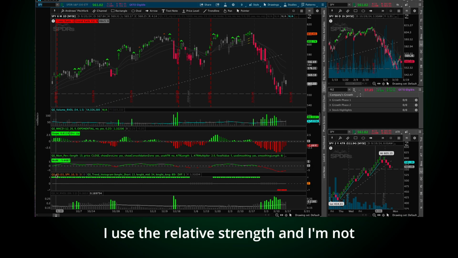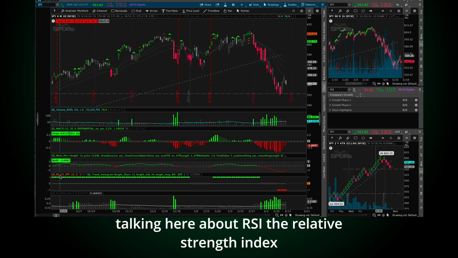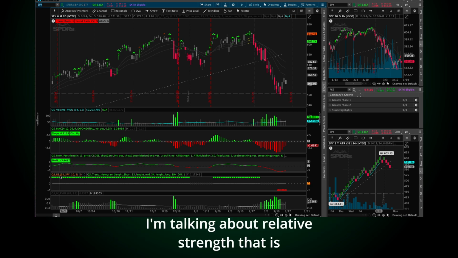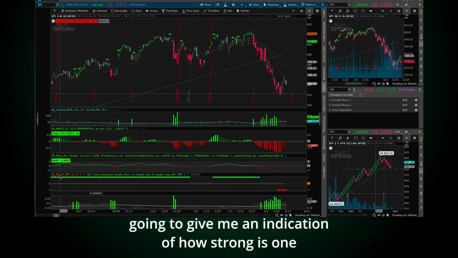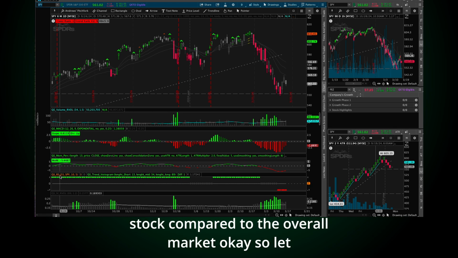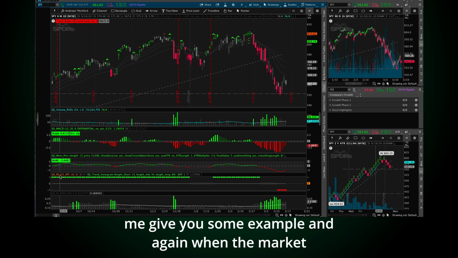And for this, I use the relative strength. I'm not talking here about RSI, the relative strength index. No, I'm talking about relative strength, which is going to give me an indication of how strong one stock is compared to the overall market. Okay, so let me give you some examples.